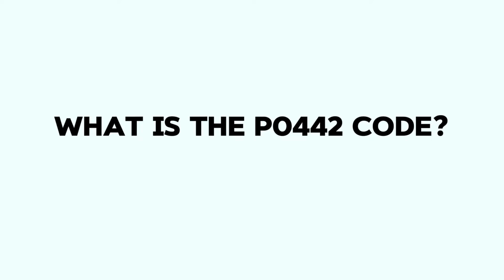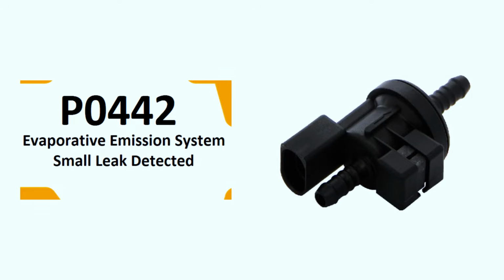What is the P0442 code? The P0442 code means your car's evap system, which controls gas fumes, has a small leak. This can hurt your gas mileage and pollute the air.